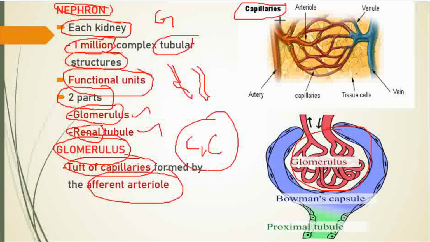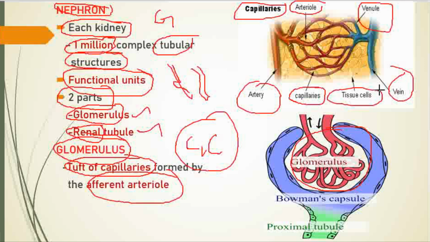If you look at this picture, you can see it clearly. There is an artery, and from the artery we have the arteriole. From the arteriole we have the branches, the capillaries. If there is a vein, we have the venule. Here you can see the tissue cells. The arteriole is a small diameter blood vessel that extends and branches out from an artery and leads to the capillaries.